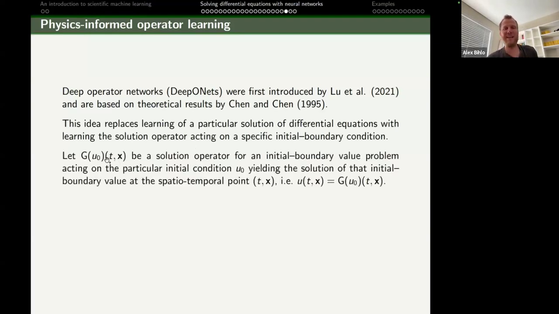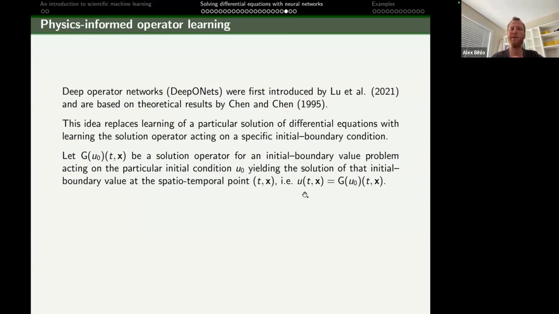So let me try to formulate this. This is a little bit hand-wavy because, of course, it depends on what classes of problems you want to solve. But let's assume we have a pure initial value problem. Our goal is to learn the solution operator so that if you plug in a particular initial condition, and you care about the solution at some point in time and some location in space, you simply evaluate your solution operator for this initial condition at this particular spatial-temporal point, and you should get the associated solution at this point.